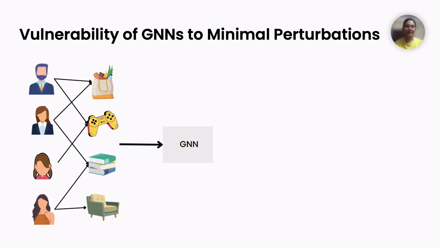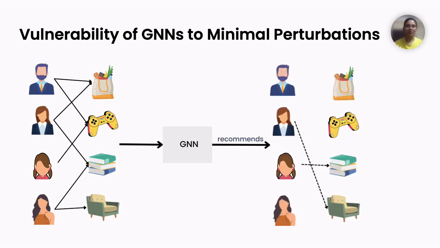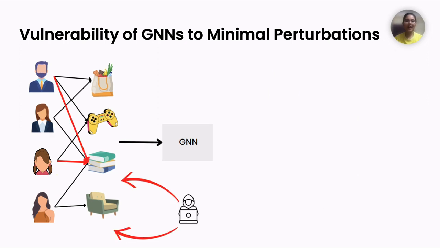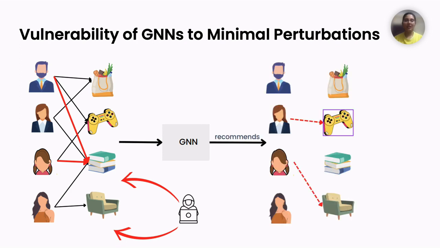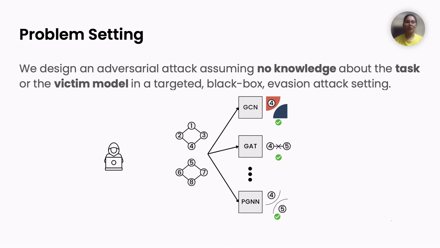To illustrate, we take the example of this e-commerce network represented as a bipartite graph of buyers and products. Here, the GNN recommends the sofa for the lady and the set of books for the child. Suppose an attacker attacks this network and adds these two edges. Now the GNN's recommendation changes. This is undesirable.